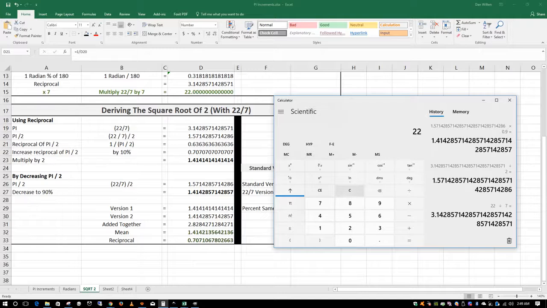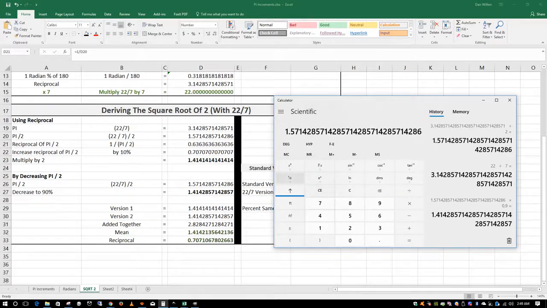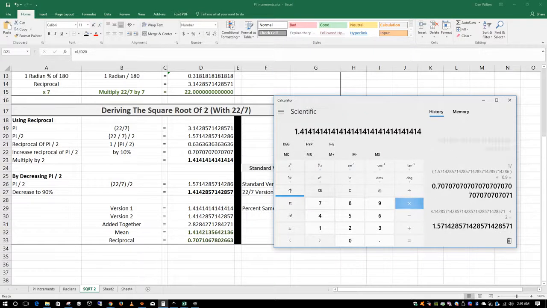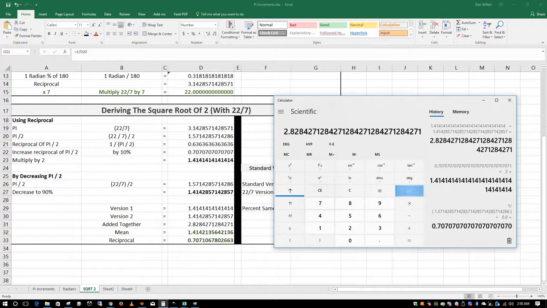So we're going to take the 22 divided by 7, divide by 2, take the reciprocal, and then we're going to divide by 0.9, which means we're going to increase it by 10%, and then we're going to multiply times 2. And then we're going to take the average of this and the other one. Okay, so we're going to take this one and add it to the other one, and then we're going to divide by 2.